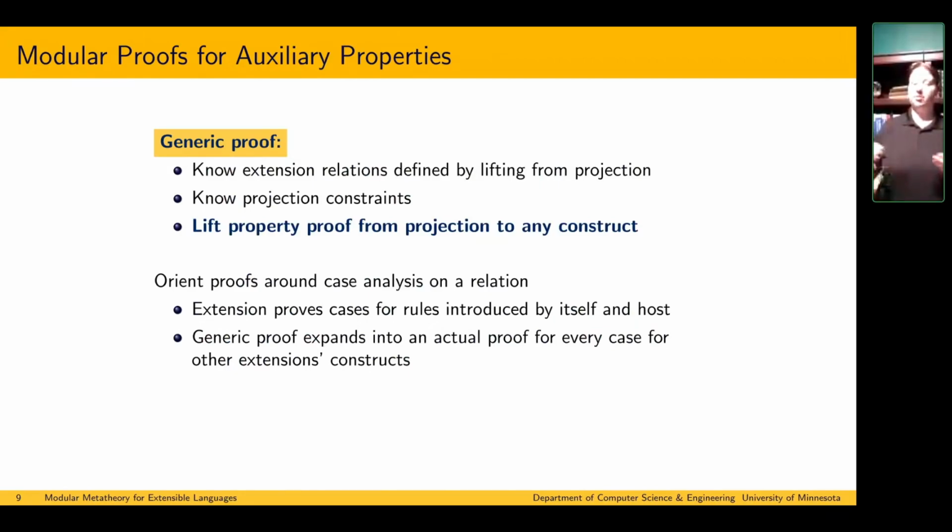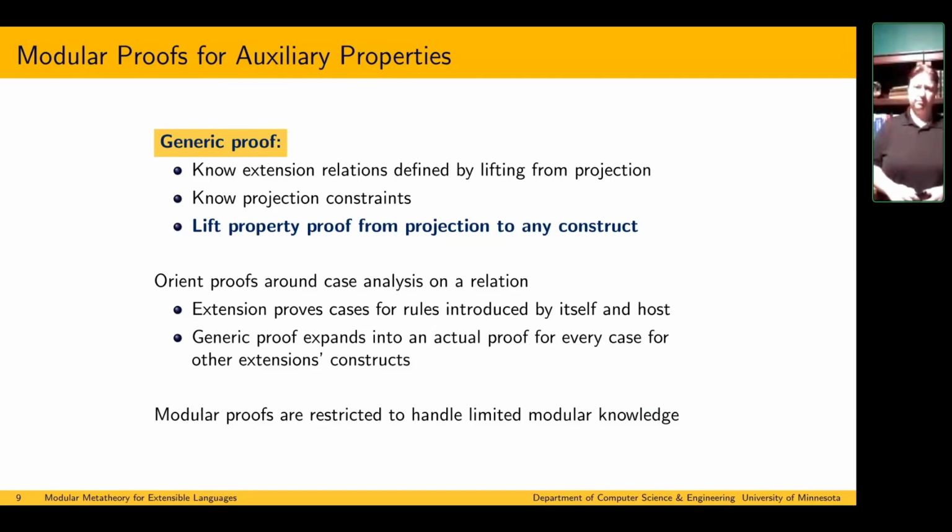And then we have all the cases covered, and we have a proof of the property for a combined language. And so once again, as with foundational properties, our modular proofs have to be restricted because we only know part of the language. But overall, these restrictions, while we might expect them to be a little bit restrictive, being restrictions, overall, the cases other than the generic proof are not too difficult to prove.